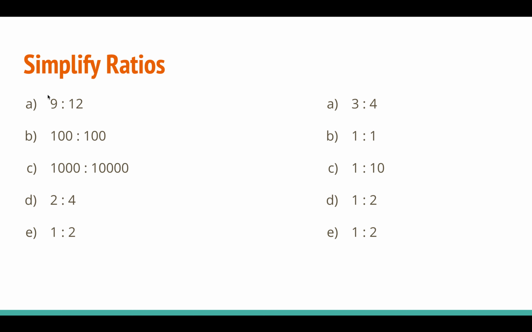So 9 to 12 is 3 to 4. If you divide both sides by 3, you get 3 to 4, and then that's it. 100 to 100, that's the same as 1 to 1. And 1000 to 10,000, well, cut off 3 zeros here, cut off 3 zeros here, you're left with 1 to 10. 2 to 4, well, divide both sides by 2, you get 1 to 2. And 1 to 2, just leave it as 1 to 2, because if you simplify it more, you get those weird decimals, and we don't want that.